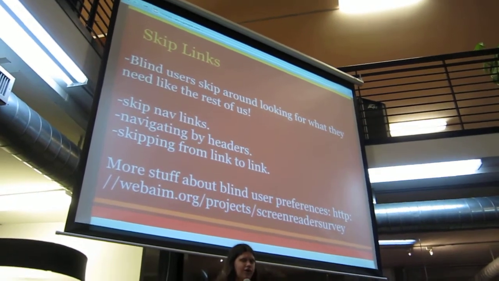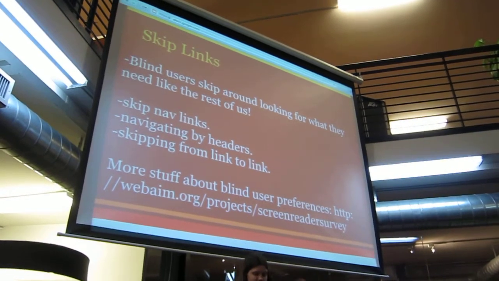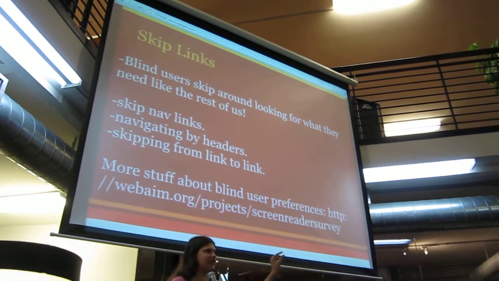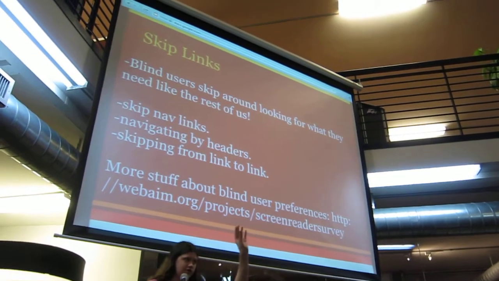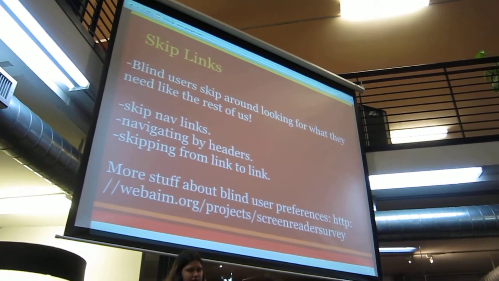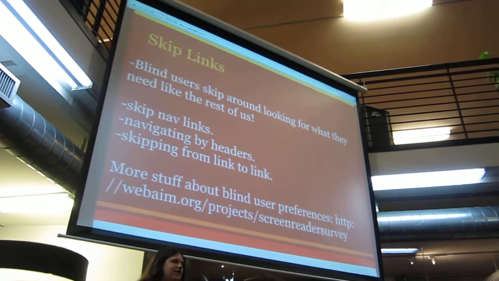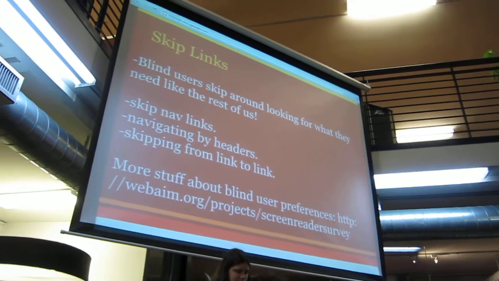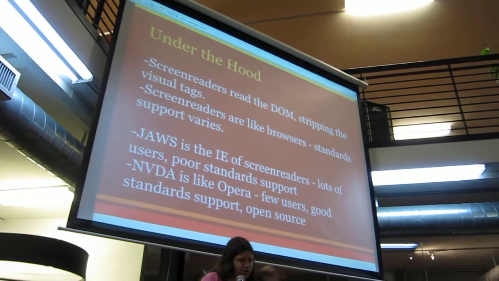So, real quick, let's talk about navigation. Blind users are as ADD about the web as the rest of us. They skip around, they look for what they need. So they use skip nav links to skip the navigation so that the whole menu doesn't read out. They try to navigate by headers, which means that in most screen readers you can pull up a list of the headers on the page. They skip from link to link to find out what they need. If they can't find what they need pretty quickly, they give up, just like a sighted user. There's more information about blind user preferences on WebAIM.org.